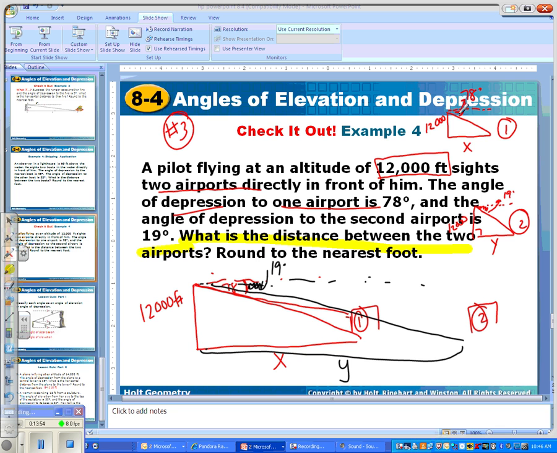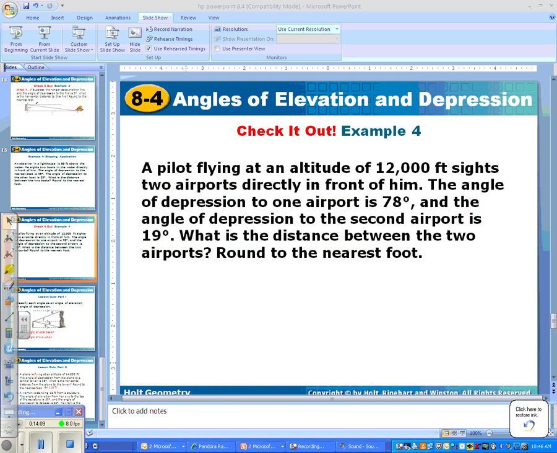So how far is this one? How you do it is you find the distance from the first airport. Find the distance from the second airport. Last thing you do is you subtract those 2 answers. And that's how you find the distance between the 2 airports. So do this for number 3 and number 2. Have a wonderful evening, and remind yourselves what's the difference between angle of elevation and angle of depression.